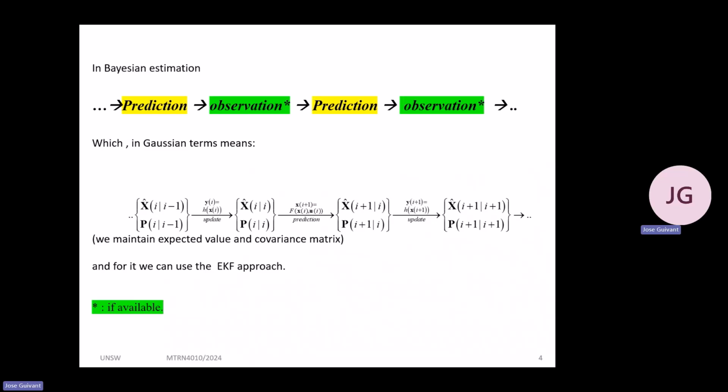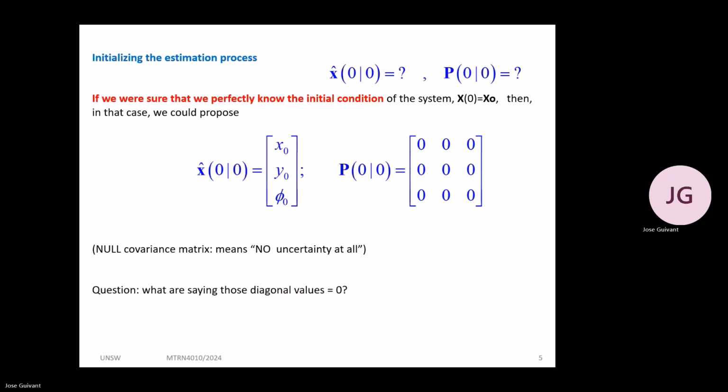We just need this couple of parameters: the expected value of the state vector and the covariance matrix. That is what we need. And we do remember that from when we discussed the Gaussian representation. And then we need to initialize our process, because this estimation process does start at a certain time.